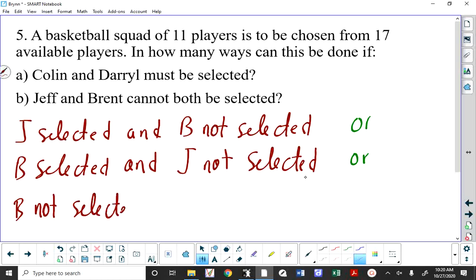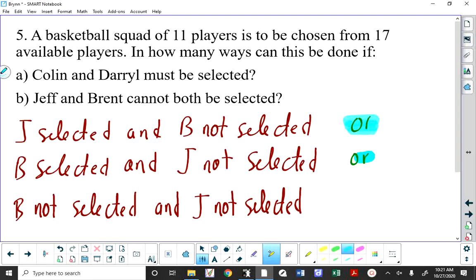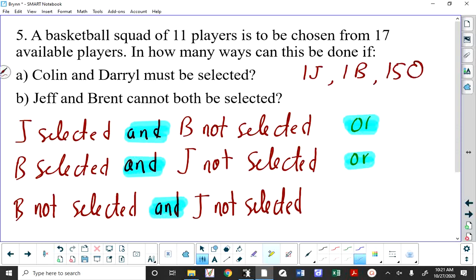So if Brent is not selected and Jeff is not selected, then that would satisfy the condition of the question, which says they cannot both be selected. So as I go through these calculations, because we have the word or in a couple of places and we have the word and in 3 places, we're going to be using the and equals times and or equals add. I'm going to break up the 17 players into 1 Jeff, 1 Brent, and 15 others.